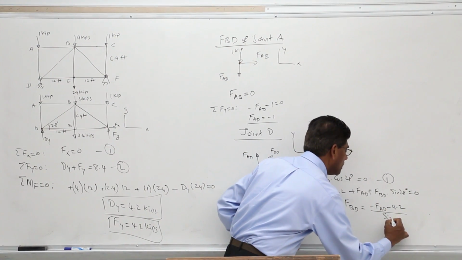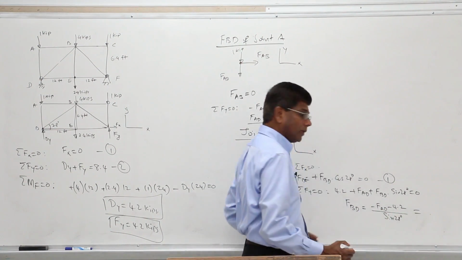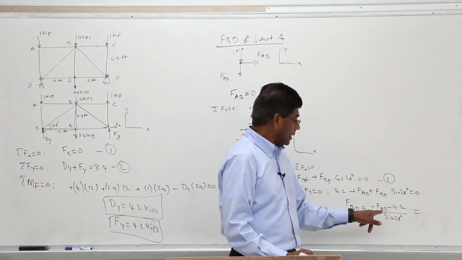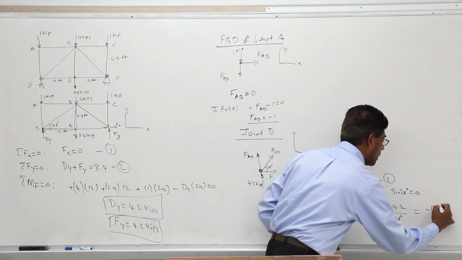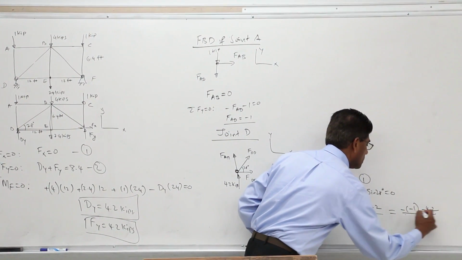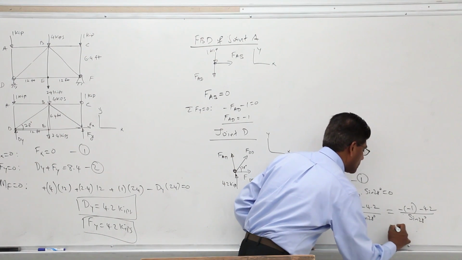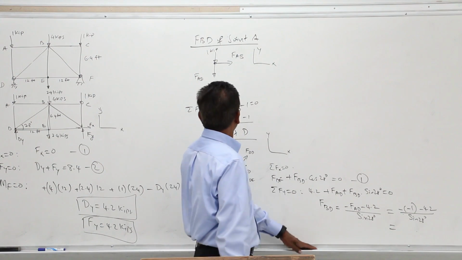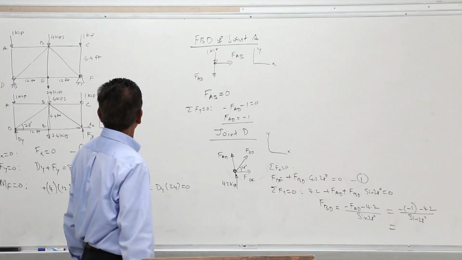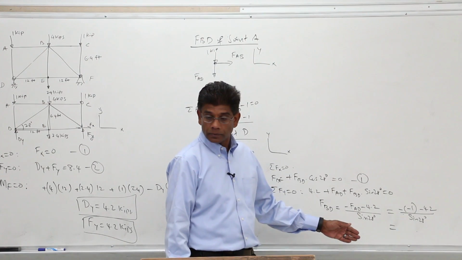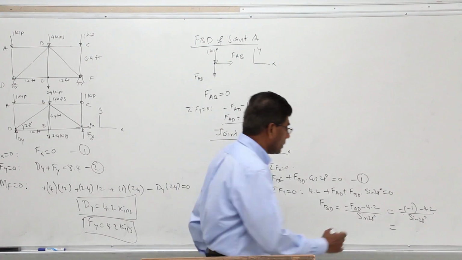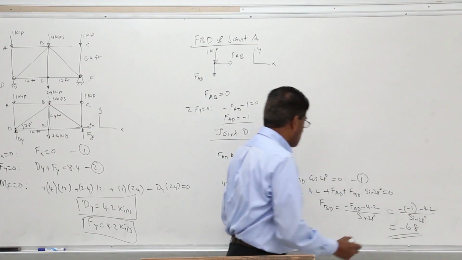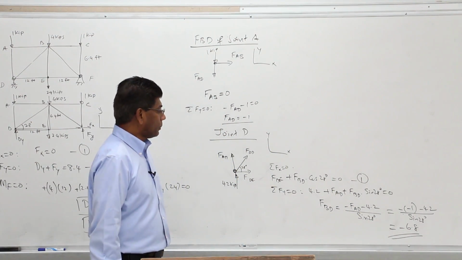Over sine 28 degrees equal to minus F_AD, which is going to be negative, and this will be negative 1, right? Negative 1 minus 4.2 over sine 28 degrees. Can you tell me what you get? It will be negative 3.2 divided by sine 28. Hello, people? Negative 6.8. Okay? So that tells me member BD is in compression.